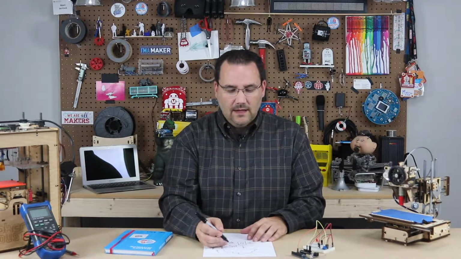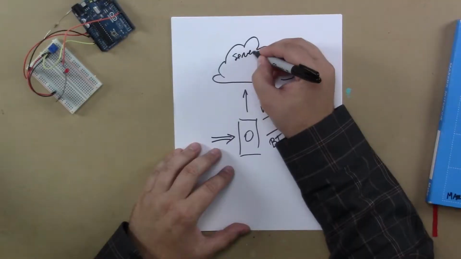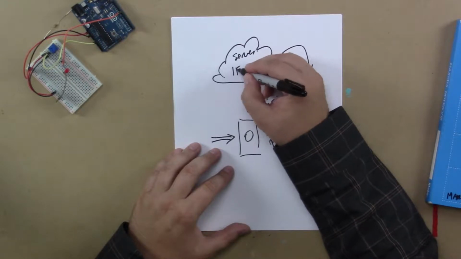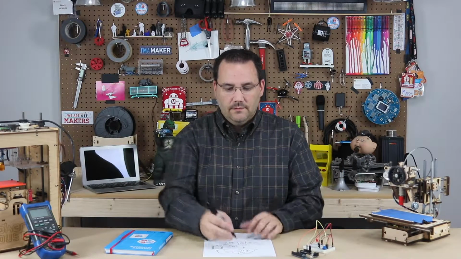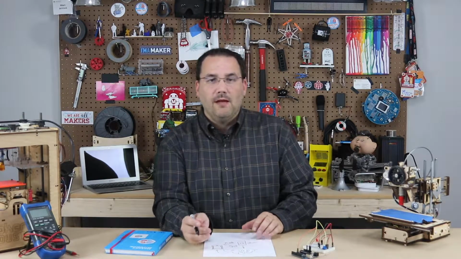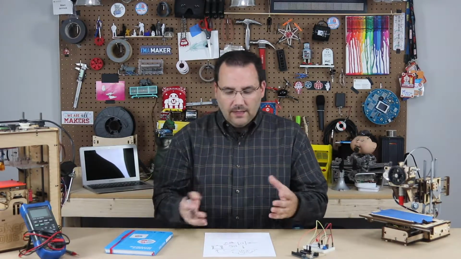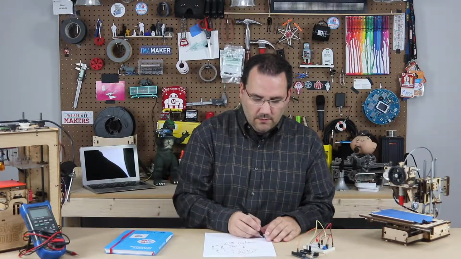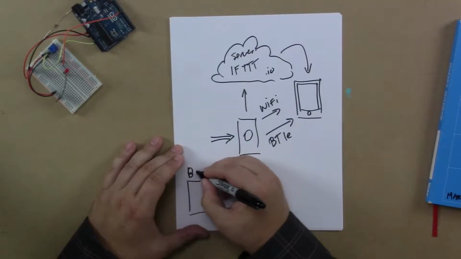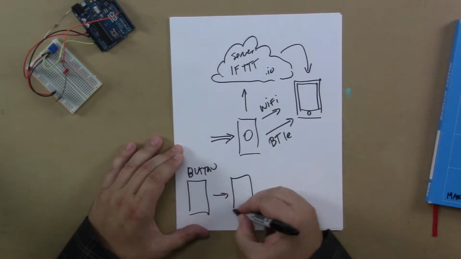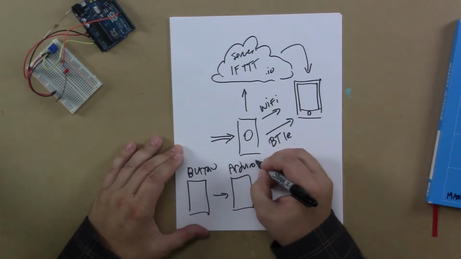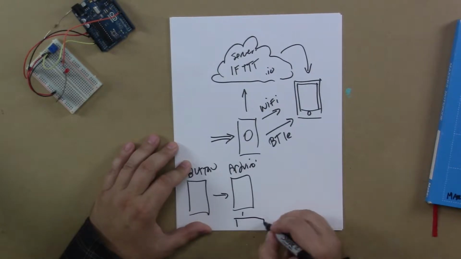Well, what is the cloud? Is it our own server? Is it something like if this, then that? Or tons of different, typically .io platforms that are out there. And now I can start looking at this in a flowchart. I've got a button to my Arduino. That might have power, which we'll need to address.